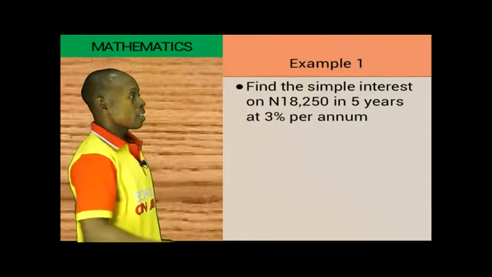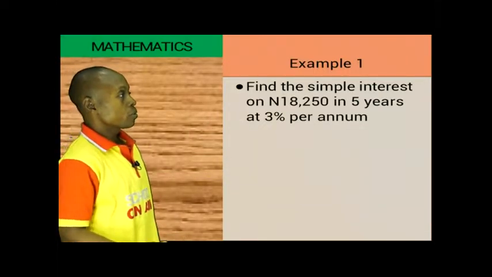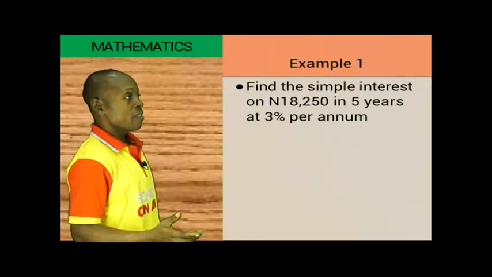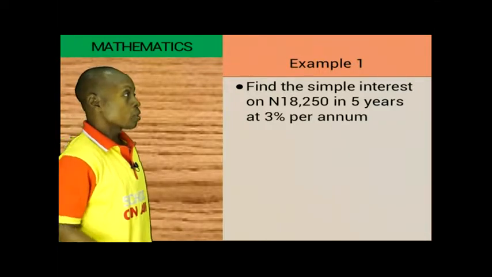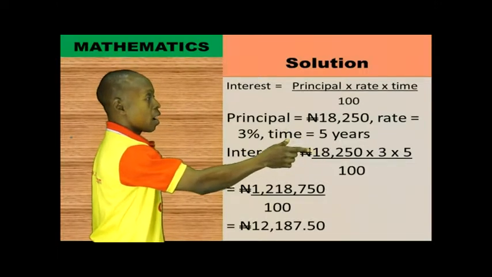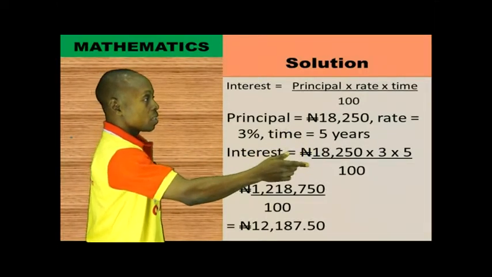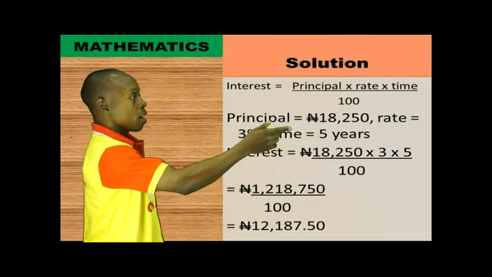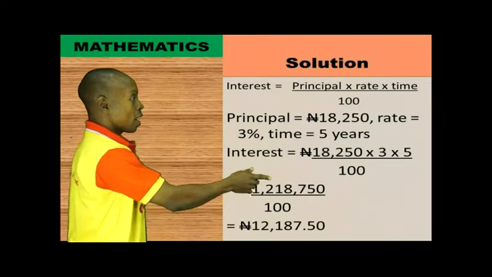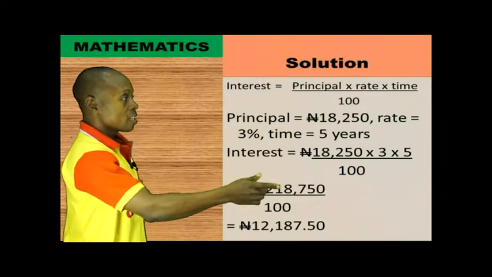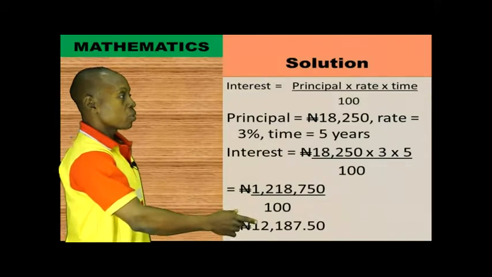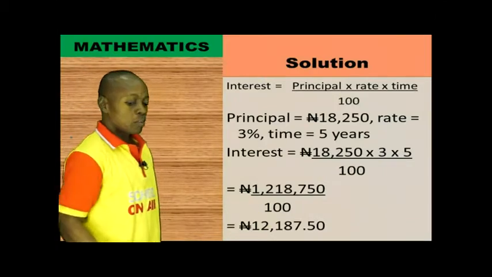The first example on the board was to find the interest on 18,250 naira in 5 years at 3%, and we slot in all the values. You have the principal, 18,250, then multiply by the rate, which is 3, and multiply by 5, which is the years, and divide by 100. So at the end of the day, we have 273,750 naira divided by 100, and we have our interest to be 2,737 naira 50 kobo for the first example.